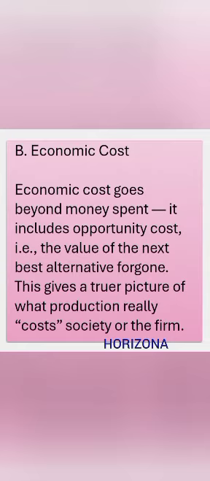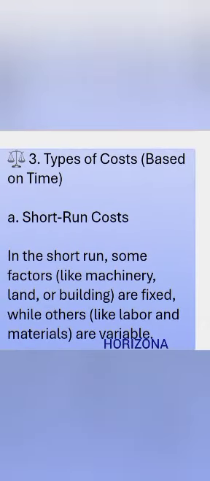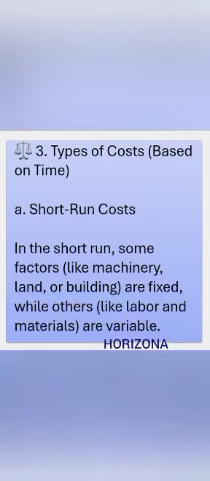There are types of costs. We can talk about short-run costs. Also, we can talk about long-run costs. In the short run, some factors like machinery, land, or building are fixed, while others like labor and materials are variable.